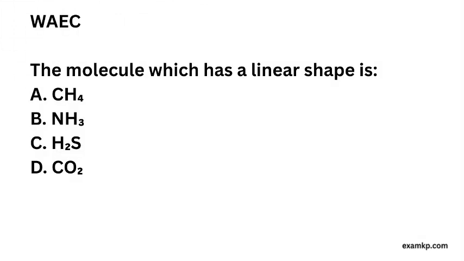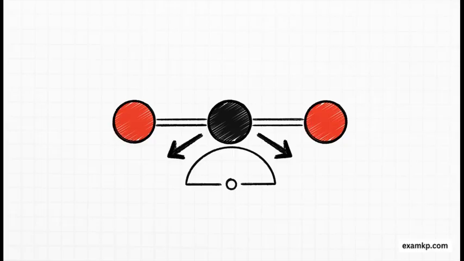Let's try another one, this time from WAEC. Which of these molecules has a linear shape? Now remember, for a shape to be linear, perfectly straight, the electron groups on that central atom need to be 180 degrees apart. So which one fits the bill? The answer is D, CO2. The carbon atom in the middle is bonded to 2 oxygen atoms. Those 2 groups act as our electron pairs, and to get as far apart as possible, they just push to opposite sides, forming that perfectly straight linear molecule.